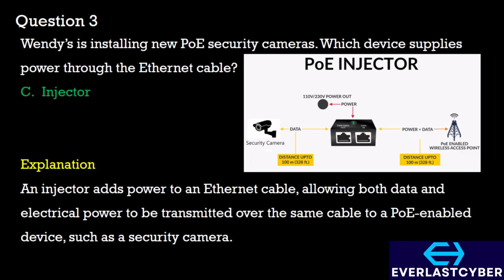A PoE injector is a device that adds power to an Ethernet cable, and it also allows data and electrical power to be transmitted over the same cable to a PoE-enabled device, in this case, a security camera. So it eliminates the need for a separate power source and it simplifies installation. As we can see from the diagrams put up here, the PoE device adds power to an Ethernet cable and allows data and electrical power to be transmitted over the same cable to the security camera we see here.